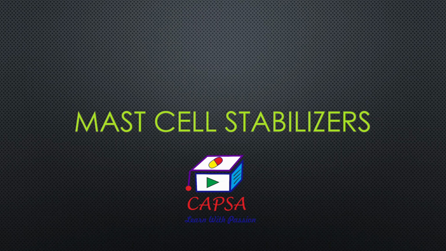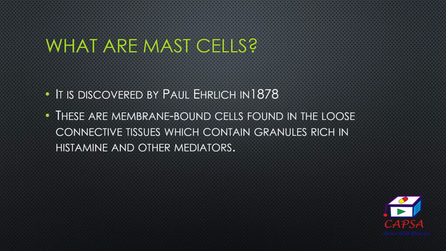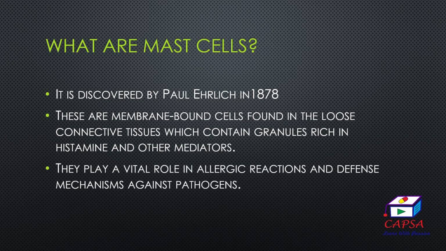Today we will learn about mast cell stabilizers. So what are mast cells? They were discovered by Paul Ehrlich in 1878. These are membrane-bound cells found in the loose connective tissues, which contain granules rich in histamine and other mediators, and they play a vital role in allergic reactions and the defense mechanism against pathogens.